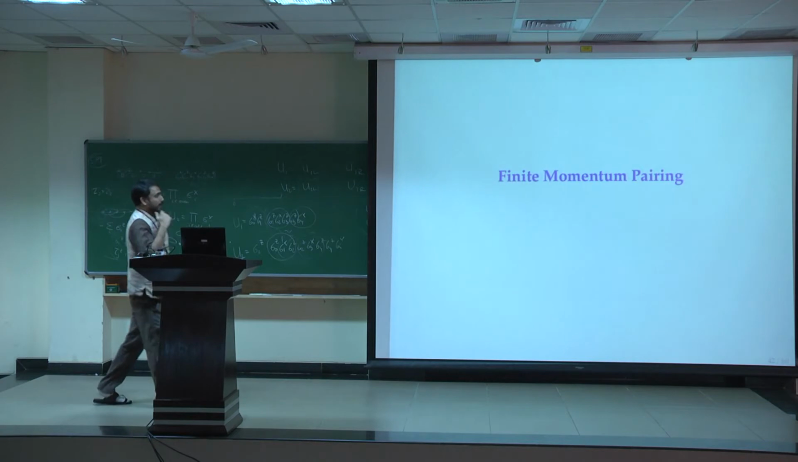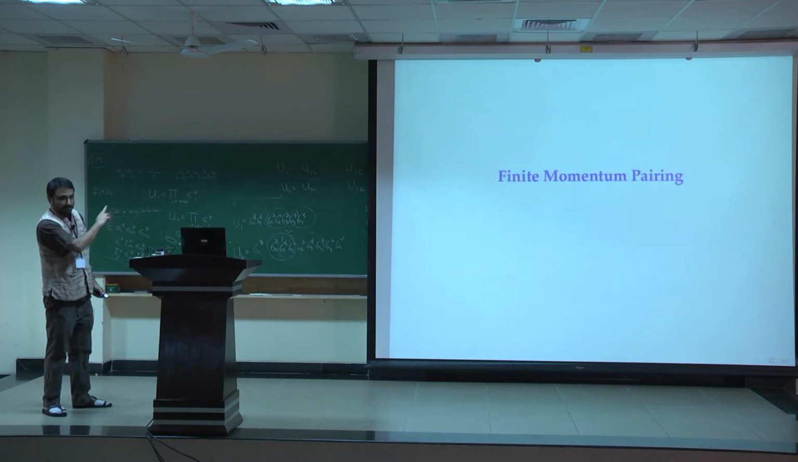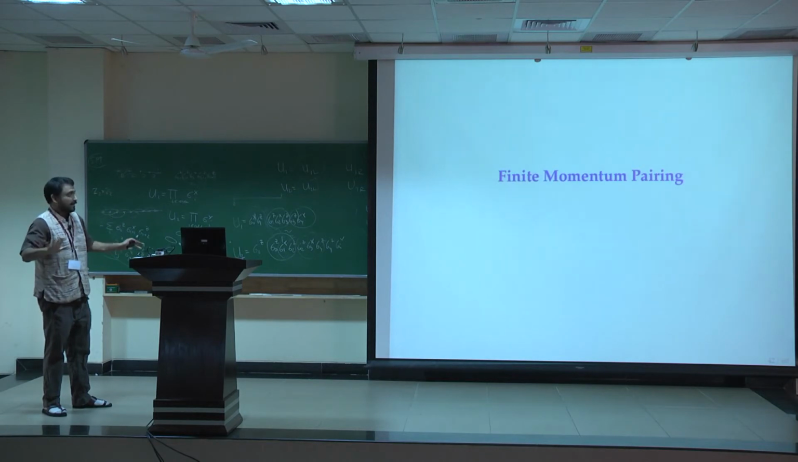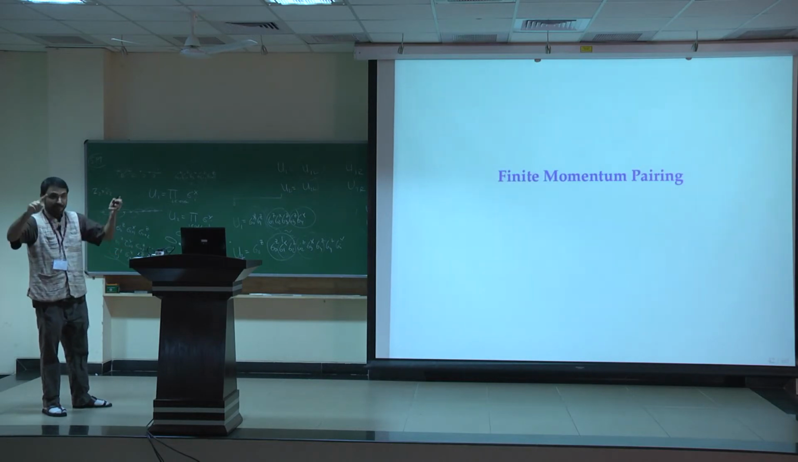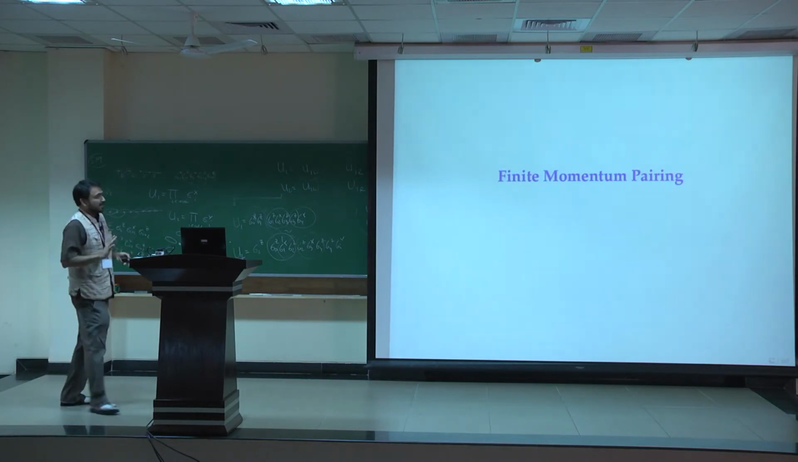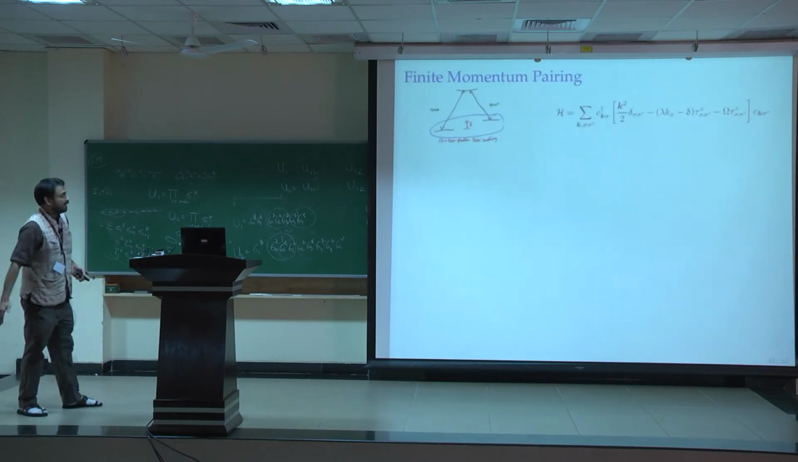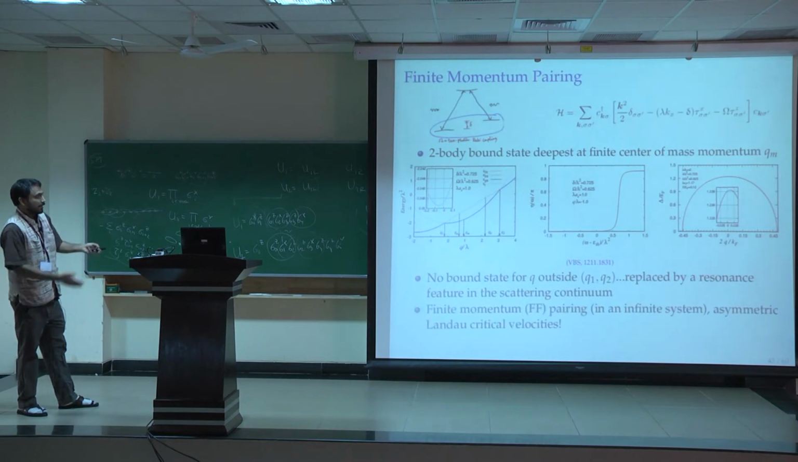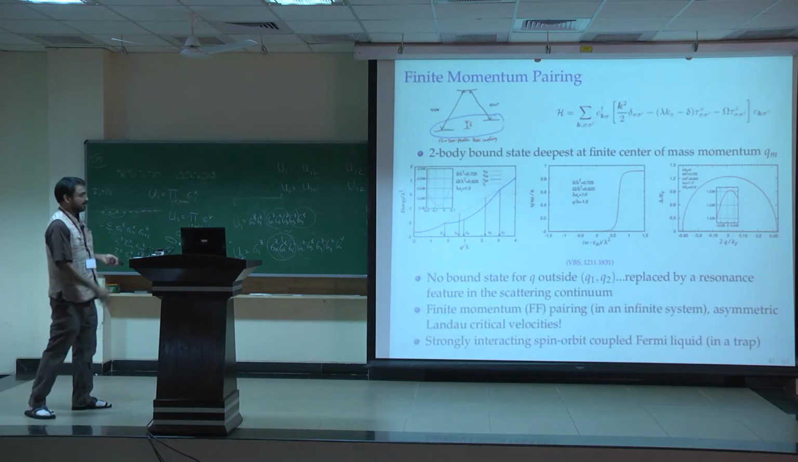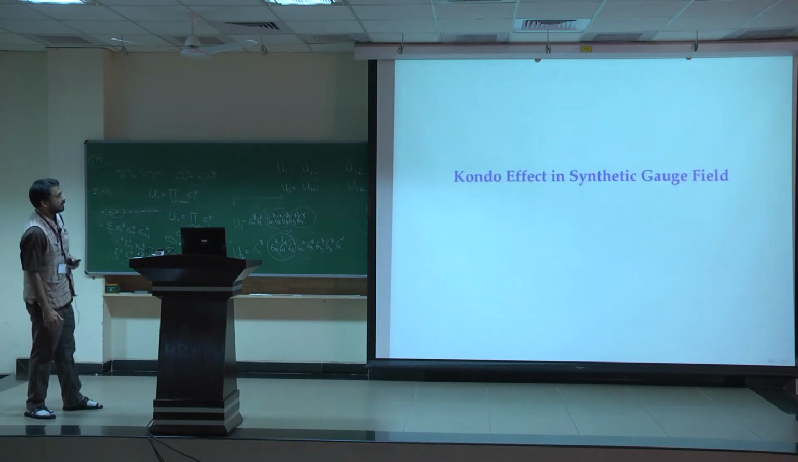Okay, and we also showed that in the experiments that are ongoing, if you look at the translationally invariant system, not the system with the trap, the ground state actually has finite momentum pairing. It's something like an FFLO kind of state. Okay, so let me just skip this. It's just a result that we have.